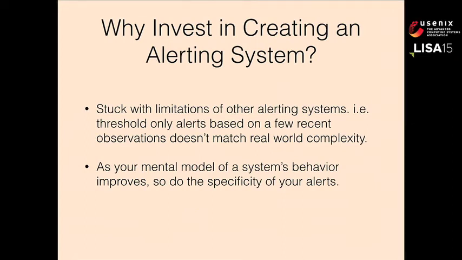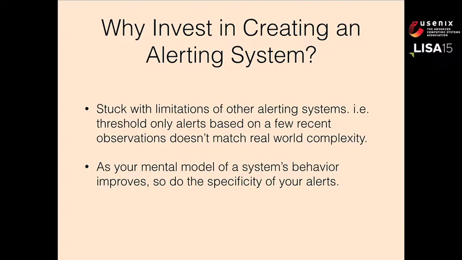So why invest in creating an alerting system, right? This is where we start to get a little crazy. I found that I was stuck with the limitations of other alerting systems. They would often just be threshold based on a few recent observations, and that doesn't really match the real-world complexity of our systems, right? Our systems are a lot more complicated than that. And as my mental model for various systems I wanted to alert on would improve, I wanted the specificity of my alerts to improve too, and I couldn't. So there was that cognitive dissonance, which was just uncomfortable, having these alerts that don't match my environment.